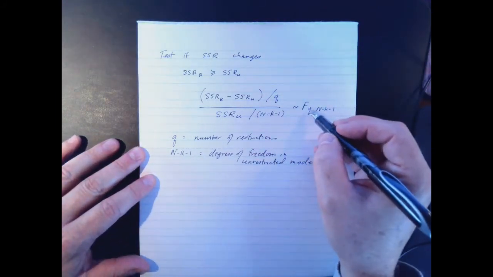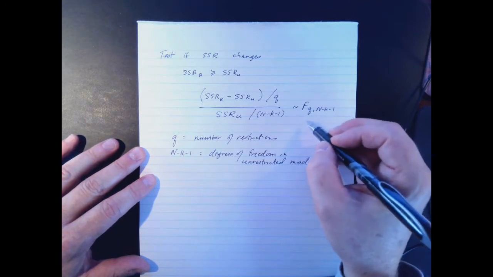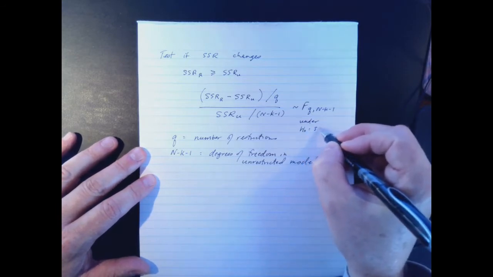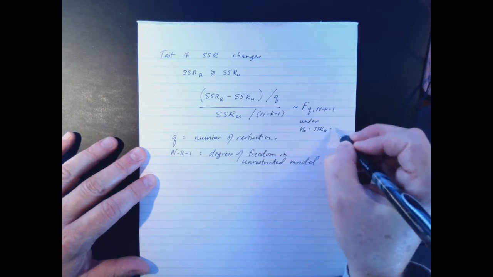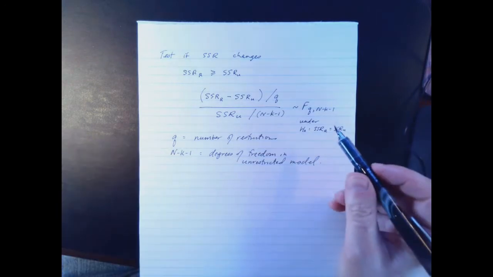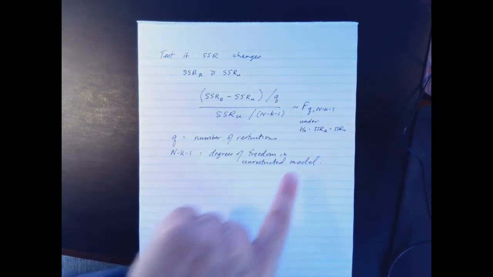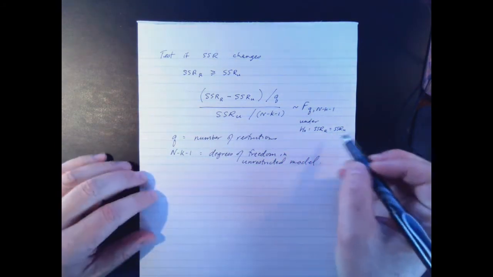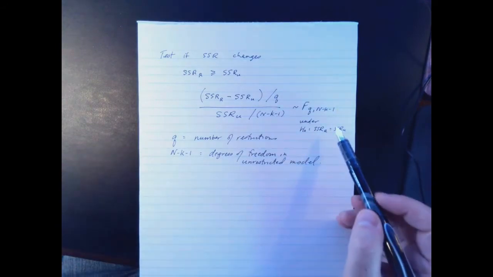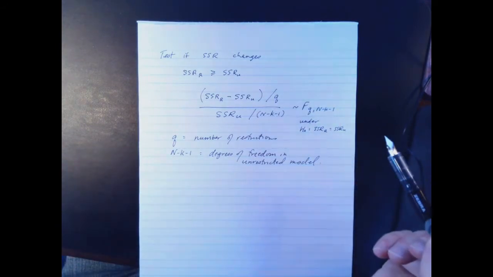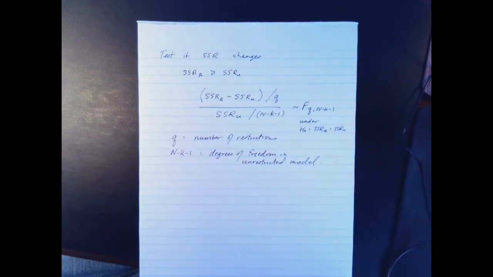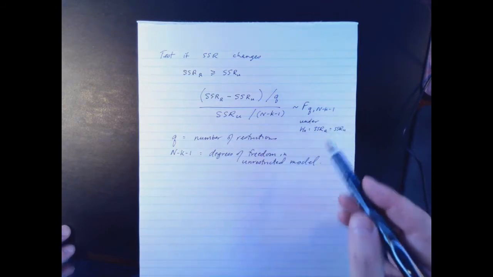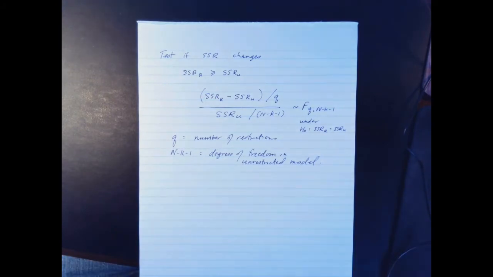So it follows the F distribution under the null hypothesis that SSR_R equals SSR_U. So if these don't change, if the sum of the squared residuals doesn't change, that difference will be 0. And under that null hypothesis, this follows an F distribution. And so if we end up with a very large value, then that would mean this is probably not true, and so we would reject the null hypothesis in that case.